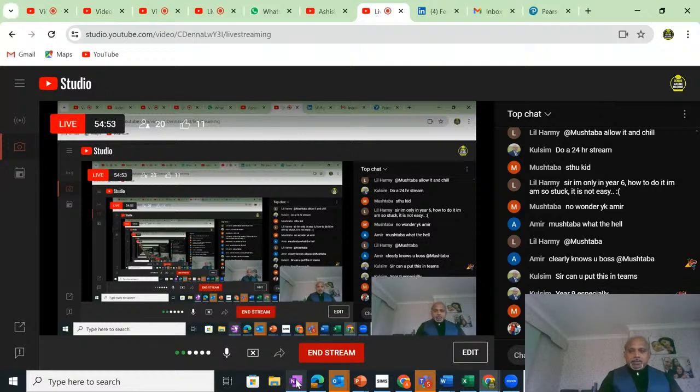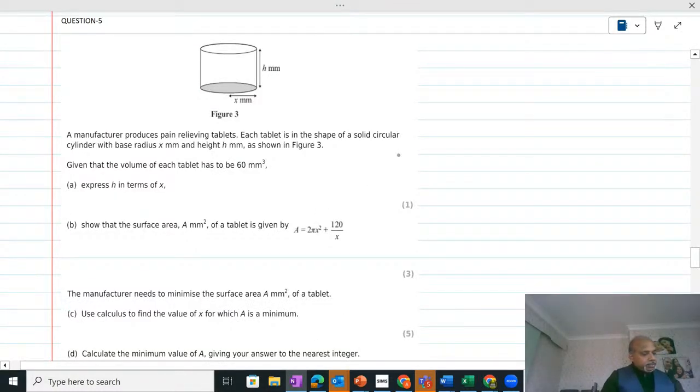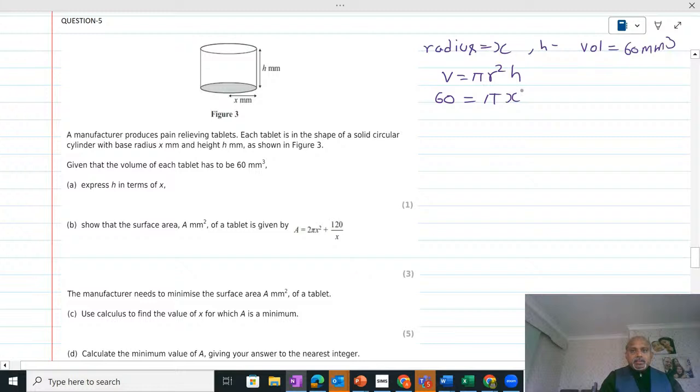Okay, so let's get back to the question. So here, if you see, radius is given as x, right? Radius is x, height is h, and volume is also given. Volume is 60 millimeter cubed. So we know the volume of a cylinder is pi r square h, so it is 60 equals pi x square h. It is a simple question, h equals 60 over pi x square. This is what we got.